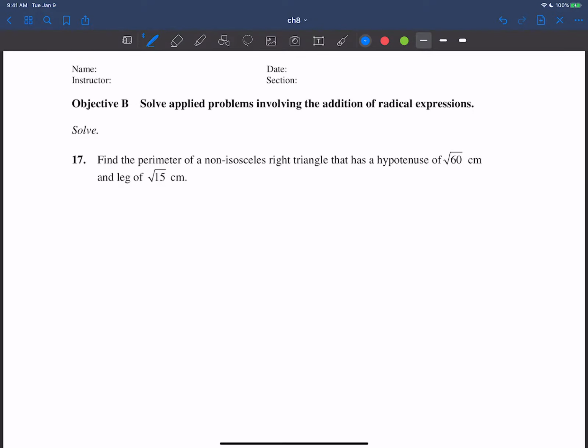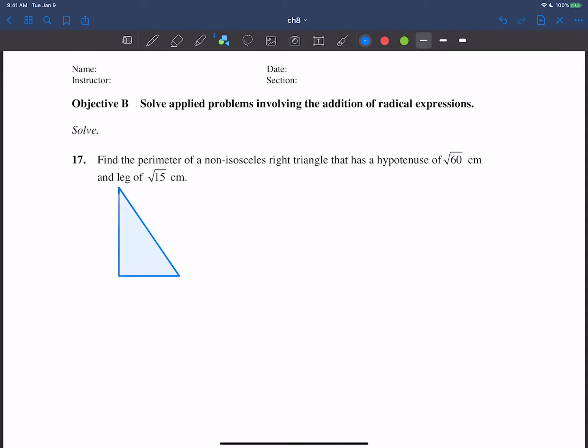Objective B. Solve applied problems involving the addition of radical expressions. Number 17. Find the perimeter of a non-isosceles right triangle that has a hypotenuse of radical 60 centimeters and leg of radical 15 centimeters. Well, let's do a triangle first. And it says it's a non-isosceles right triangle. So let me try to graph a right triangle.